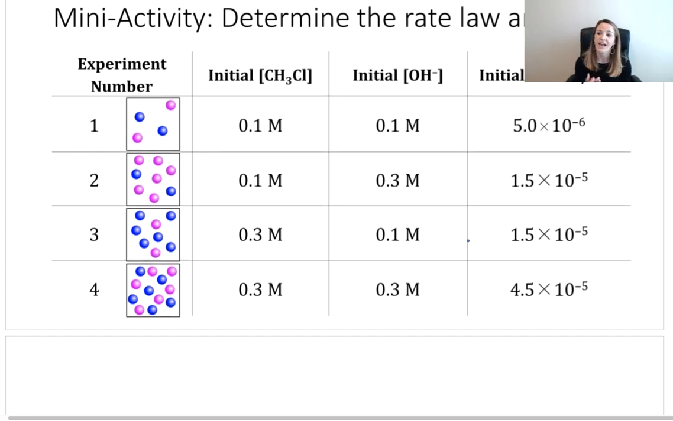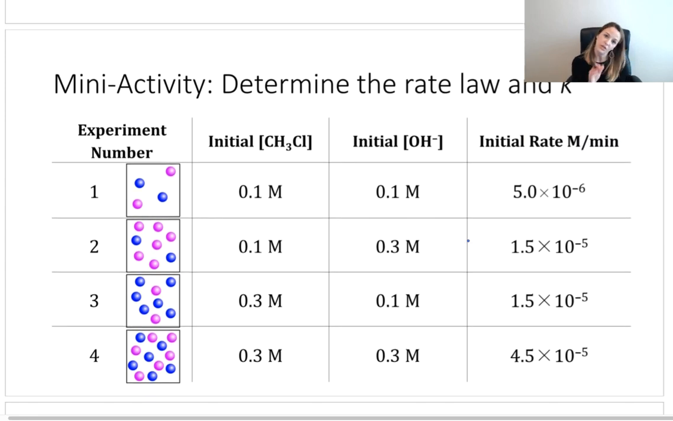All right, so the way I do this is I start off by looking at 2 lines that are similar, but there's one change in the concentration. So right away, my eyes are drawn to line 1 and line 2. What I see here is that my concentration for my methyl chloride has remained constant. It's 0.1 molar and 0.1 molar. But then my concentration of my hydroxide ion has actually tripled. So we've multiplied it by 3 to go from 0.1 to 0.3.